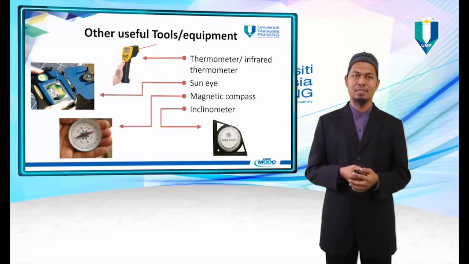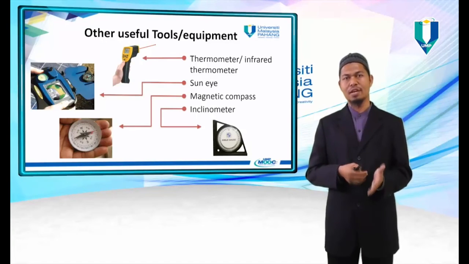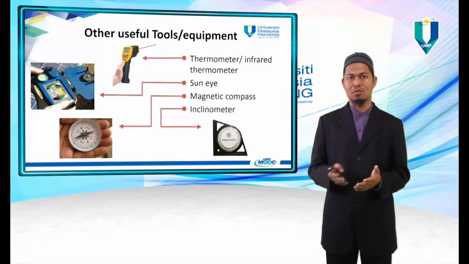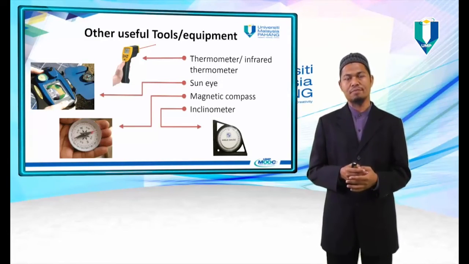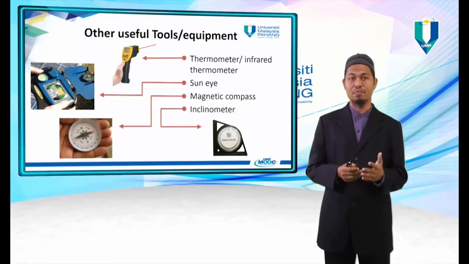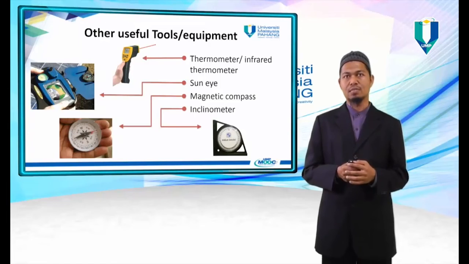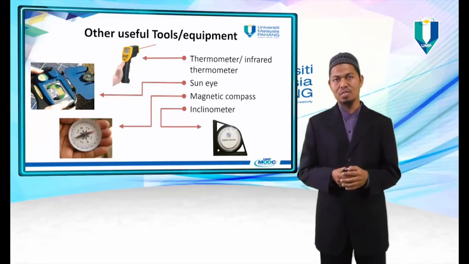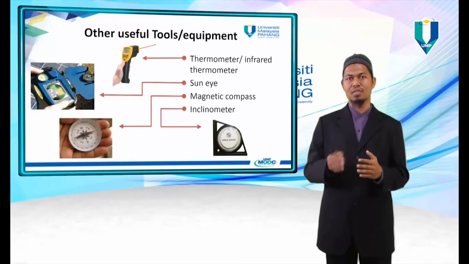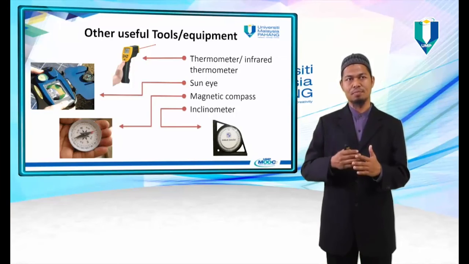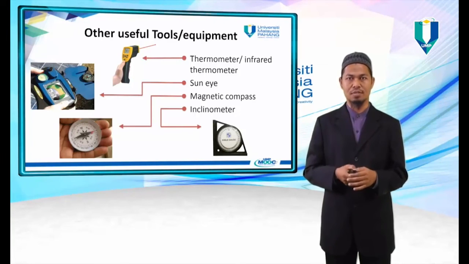The next one is the magnetic compass. We can use it to find the direction, north, south, east, or west, and find the best orientation to face the PV module. The next tool is the inclinometer. With an inclinometer, we can measure the tilt angle of the PV module and find the best tilt angle that can directly face the sun.